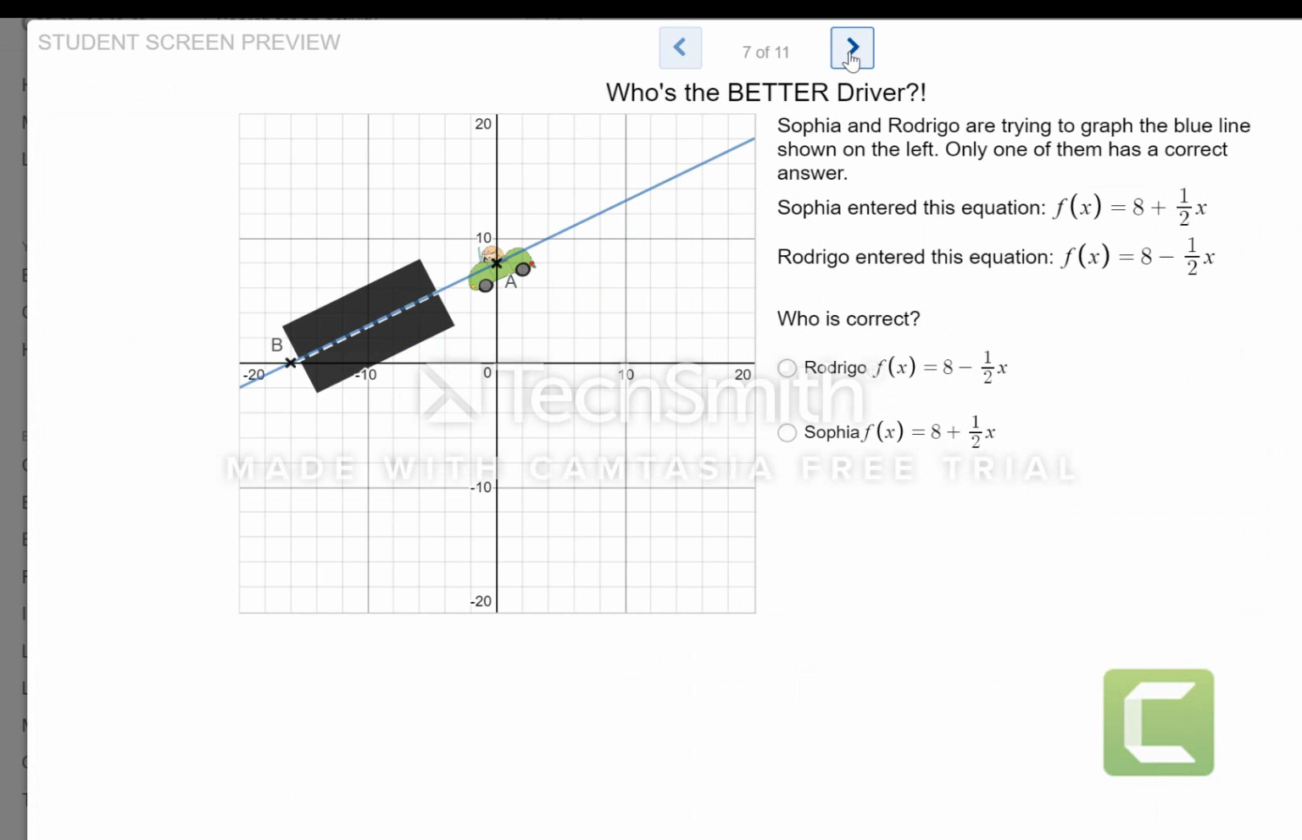Then for the seventh slide, they're given a graph with a scenario on it, and they must tell which of the two students has the correct linear equation. This slide tests their knowledge because they must realize the change that having a positive versus a negative slope has on their graph line. And once they choose their answer, they must explain their thinking. So with this component of explaining their thinking, it assures me that all students know what they are doing instead of having them just guess.